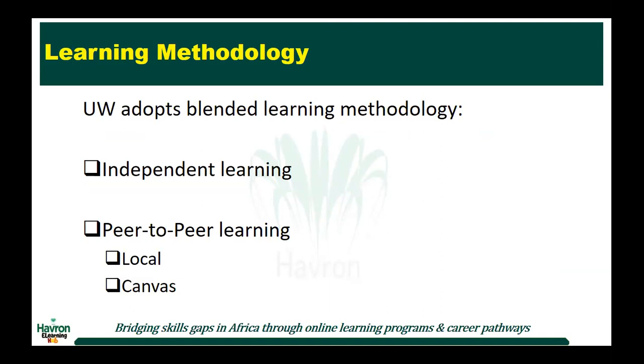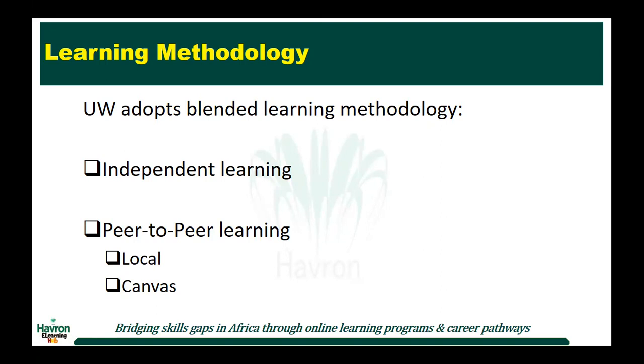The learning methodology that is adopted for this course is a blended one. Blended in the sense that you will study on your own and then you will interact with your peers. So University of Washington uses this. During your registration, if you remember, we guided you to choose site-based participants as the type of enrollment, because that is the blended one. So it is peer-to-peer learning.